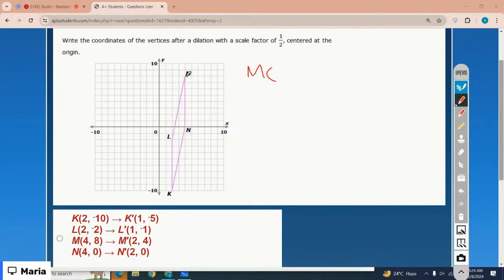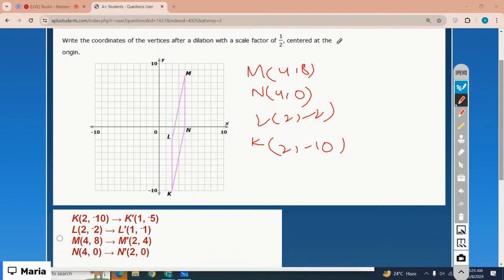The coordinates of M are 4 and 8. N is 4 and 0. L is 2 and negative 2. And K is 2 and negative 10. So you have to multiply them by 1 by 2.